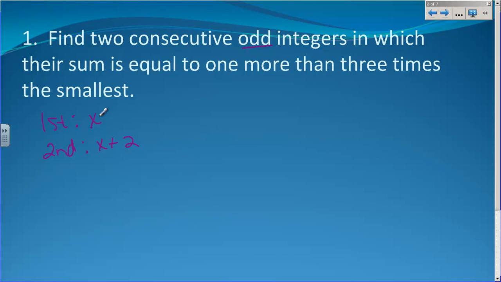Now they tell you their sum is equal to, so their sum, which means I have to add these 2 together. Well, x plus x is 2x plus 2, and it's equal to one more than 3 times the smallest. Well, x is the smallest, so 3 times the smallest and 1 more. So I'm going to have to solve this equation. Every equation we have done to this point that had variables on both sides, I have put the variable on the left. This one, I'm going to move the variable to the right.